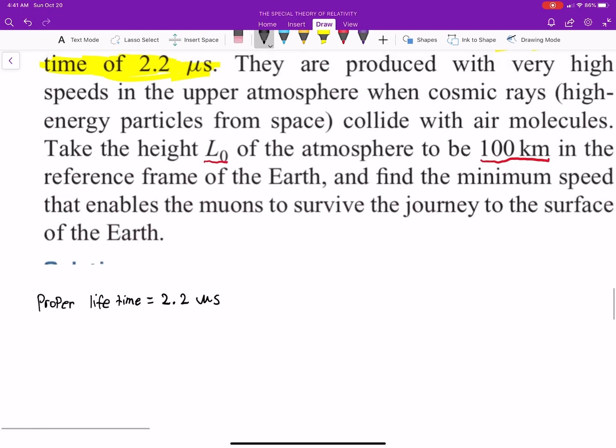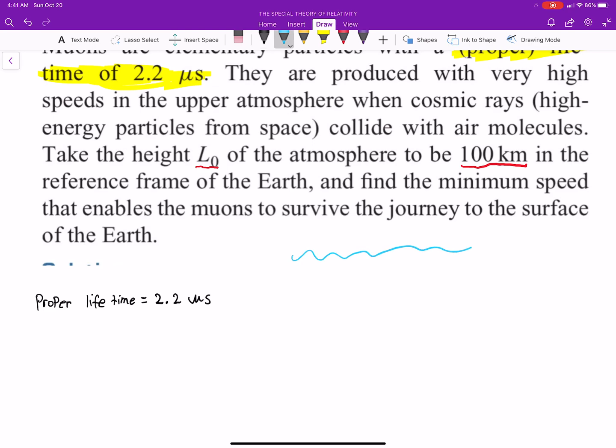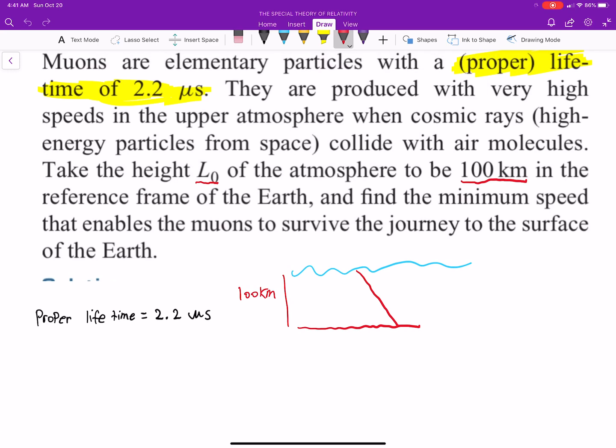So we have these particles moving from the upper part of the atmosphere down, a height of 100 kilometers down to the surface of the Earth. What we need to do is find the speed necessary to give us the time dilation where it'll actually make the trip down. Now, our clock is the lifetime of the particles. So the proper lifetime is from the muon's perspective, where it's stationary and it's the Earth that's moving. Because from that perspective our clock is staying still, that's our proper time.